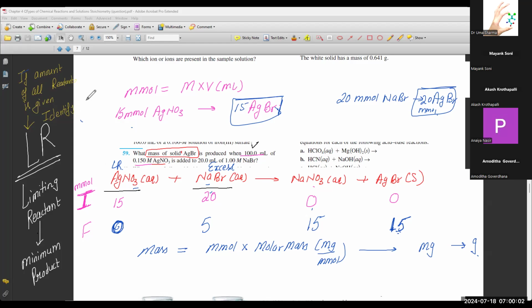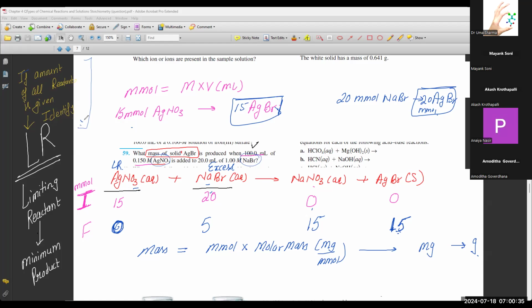This is a question which children often ask: how did you come to know that this is a question of limiting reactant? So I checked that they have given me silver nitrate, they have given me NaBr, so maybe one of them is in excess, maybe both of them are limiting, maybe one is excess, one is limiting reactant. So I have to check that first before doing any calculations.